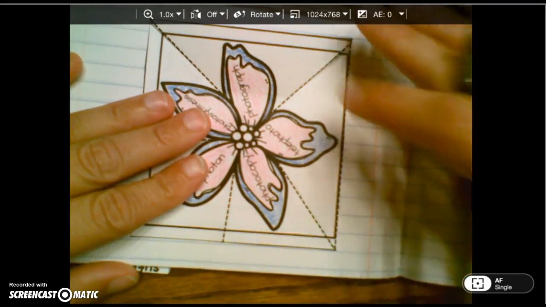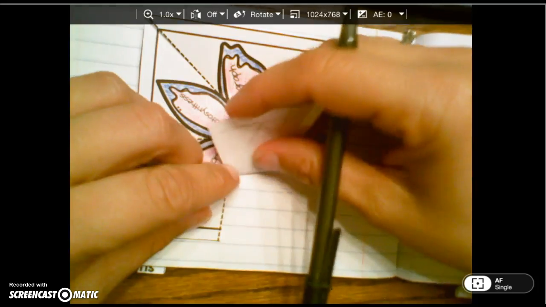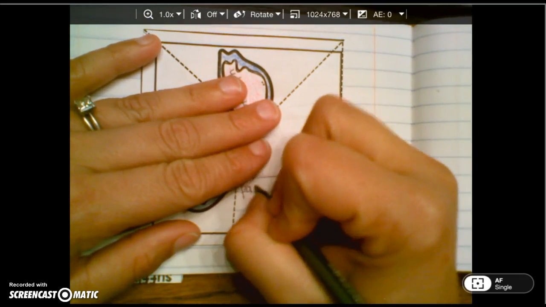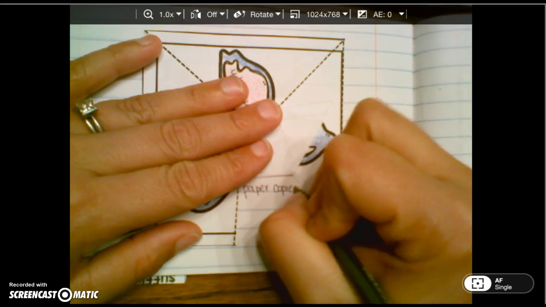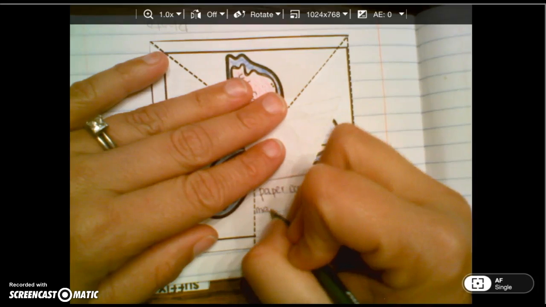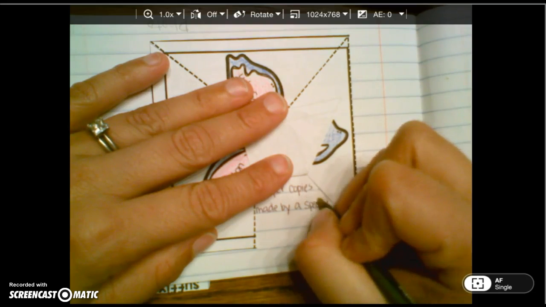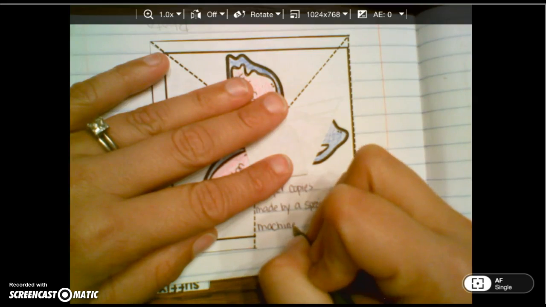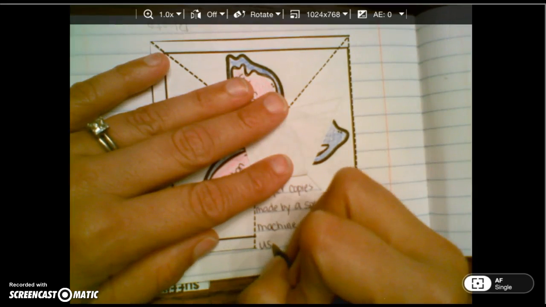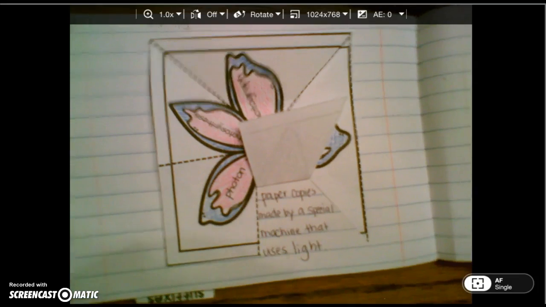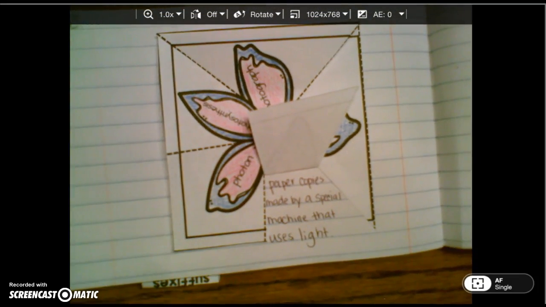Alright, the next one is photocopy. And this is, teachers do this a whole lot. You make paper copies made by a special machine that uses light. That's paper copies made by a special machine that uses light. You need to know how to spell special. It's S-P-E-C-I-A-L.